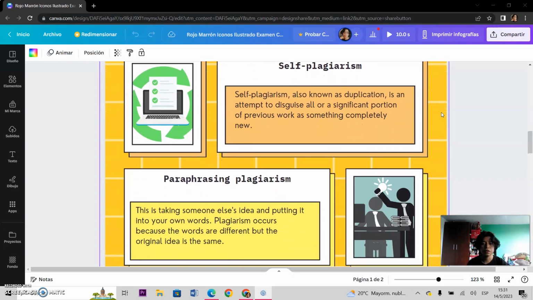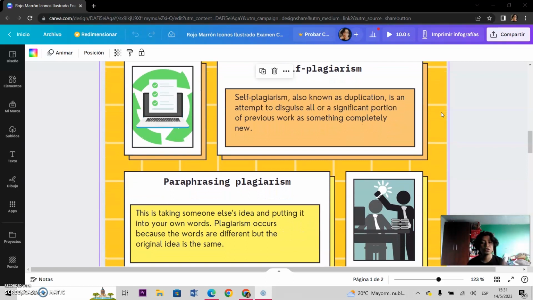Fourth is self-plagiarism. Self-plagiarism, also known as duplication, is an attempt to disguise all or a significant portion of previous work as something completely new. Some examples are reusing the same data set from a previous study or publication and not making it clear to the reader of your work, and submitting a coursework, paper, or another project that you have already submitted elsewhere.